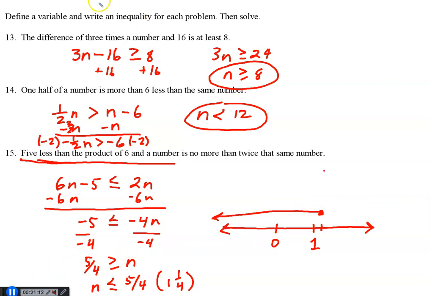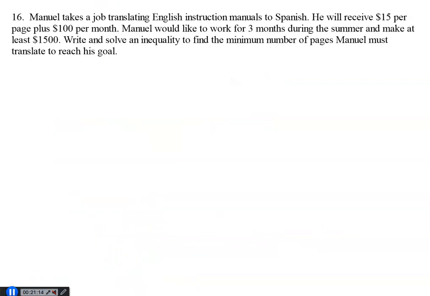All right. Okay, moving right along, we have this word problem. Manuel takes a job translating English instructions. He will receive $15 per page plus $100 per month. He'd like to work for 3 months during the summer and make at least $1,500. Write and solve an inequality to find the minimum number of pages he must translate to reach his goals.